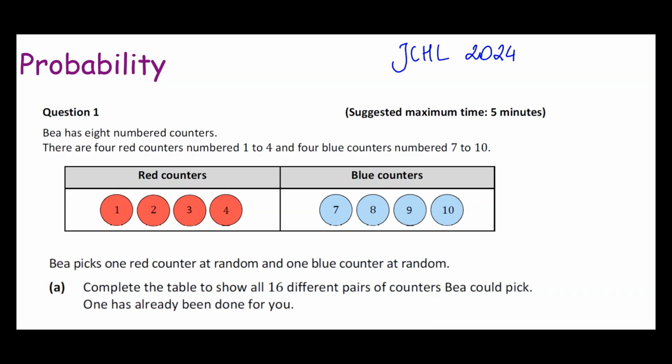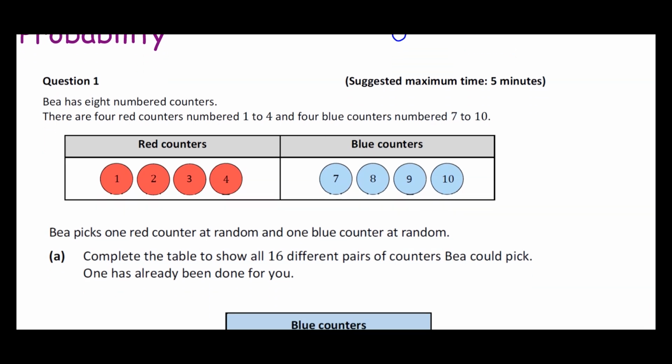Probability. Let's have a look at a question that has to do with probability. That is Junior Cert 2024. Bea has 8 number counters. There are 4 red counters, numbered 1 to 4, and we can see that, and 4 blue counters, numbered 7 to 10. Okay, let's see what we have to do.